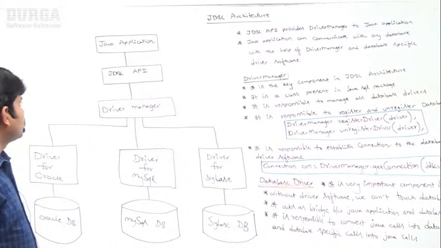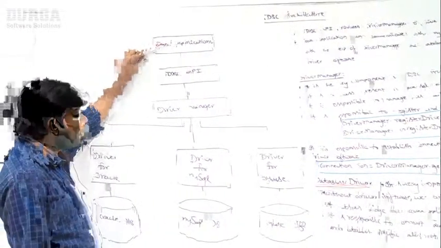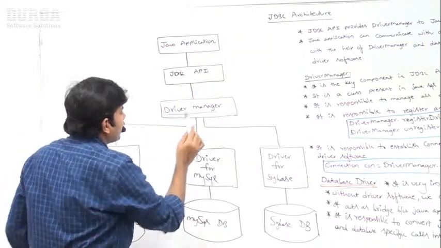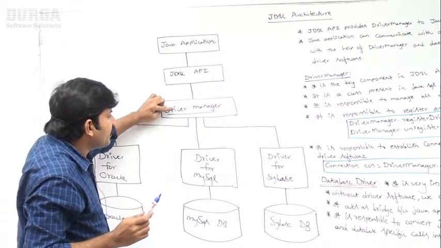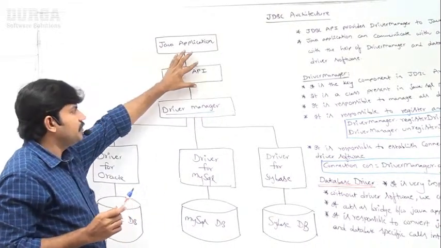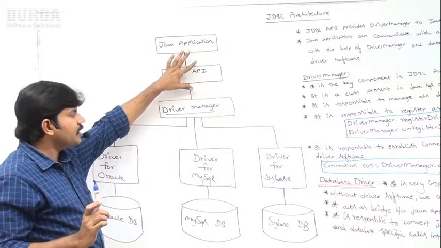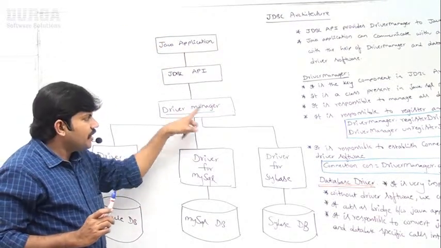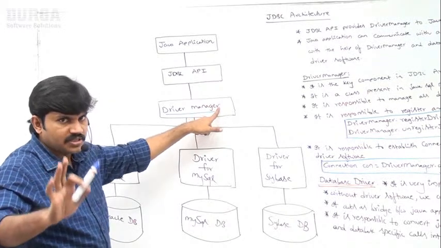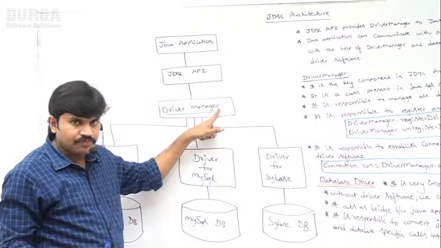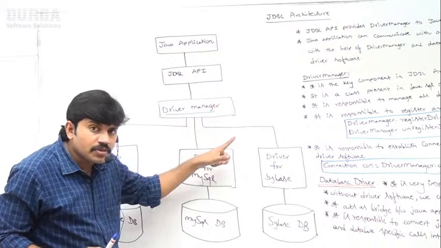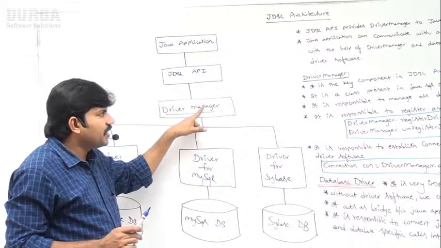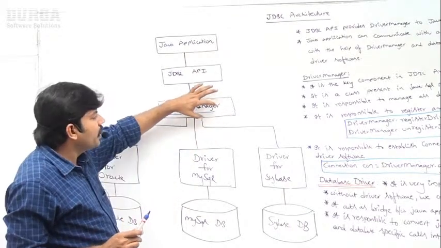Observe that the Java application wants to communicate with the database. The Java application communicates with the driver manager. Who provided the driver manager to the Java application? The JDBC API, the java.sql package, provided the driver manager to the Java application. This driver manager is a class present inside the java.sql package, which is the JDBC API. Next, driver manager is responsible for managing all drivers. The name itself indicates it, have you observed? Driver manager is responsible to manage all drivers.